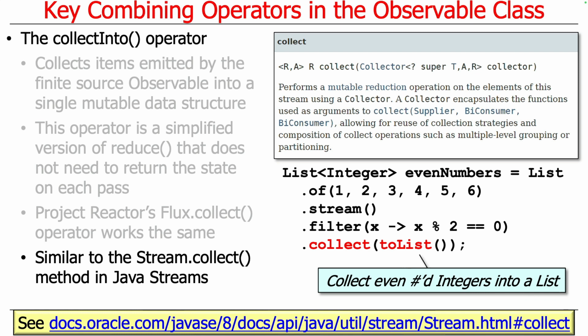All these things are very similar to Java Streams collect. In fact, they use the same collector mechanism that Java Streams does. Here's an example where we have a list of integers from 1 to 6. We turn it into a stream. We go ahead and collect even integers. We ignore the odd integers. We collect even integers, and we put them into a list.